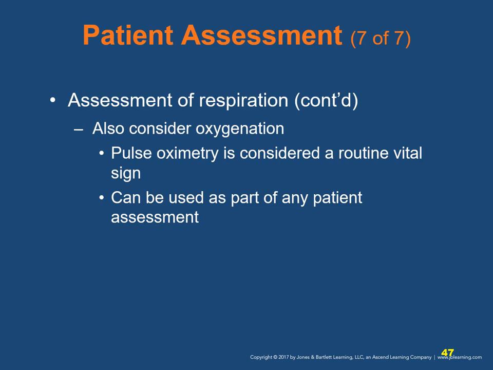An SpO2 of 90% or lower generally requires treatment unless the patient has a chronic condition causing perpetually low oxygen saturations. Pulse oximeters can take as long as 60 seconds to reflect changes in a patient's oxygenation status. The time delay is important because a patient can develop respiratory insufficiency well before pulse oximetry values begin to decline. It is critical to monitor the patient and supplement the assessment with information from the pulse oximeter. Pulse oximetry is considered a routine vital sign and can be used as part of any patient assessment, and you'll practice this in Skill Drill 10-1.